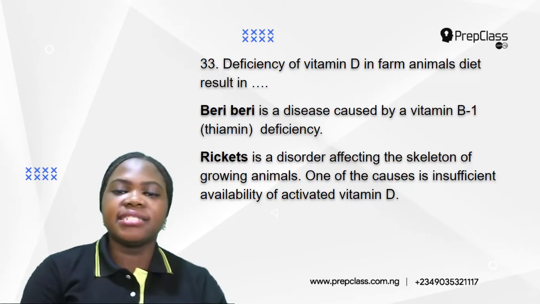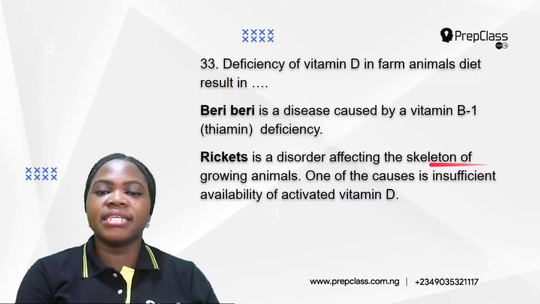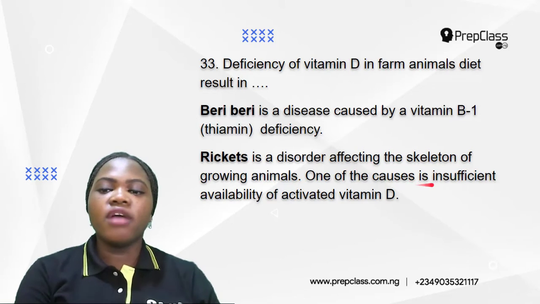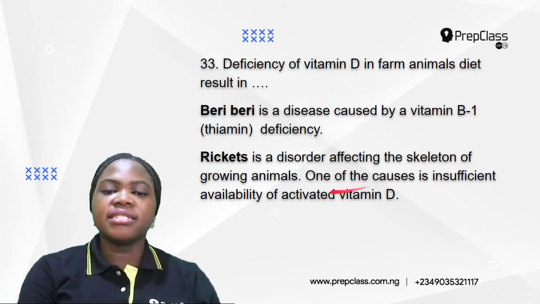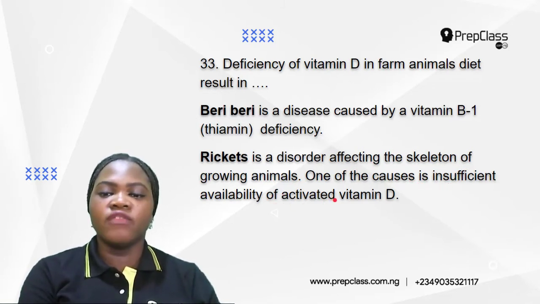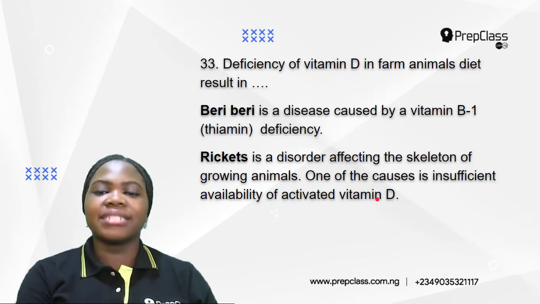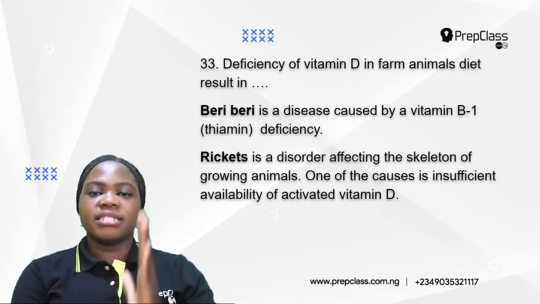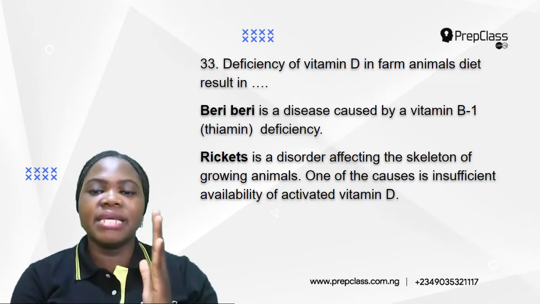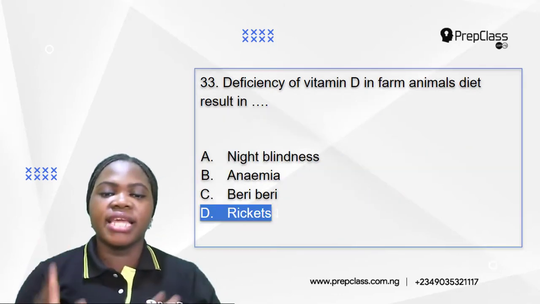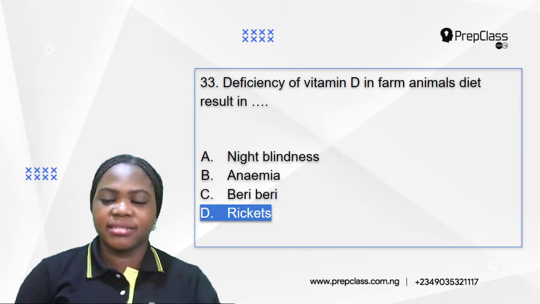Ricket is a disorder affecting the skeleton of growing animals. One of the main causes is insufficient availability of activated vitamin D. So ricket is caused as a result of deficiency in vitamin D. So the correct option here is D, ricket.